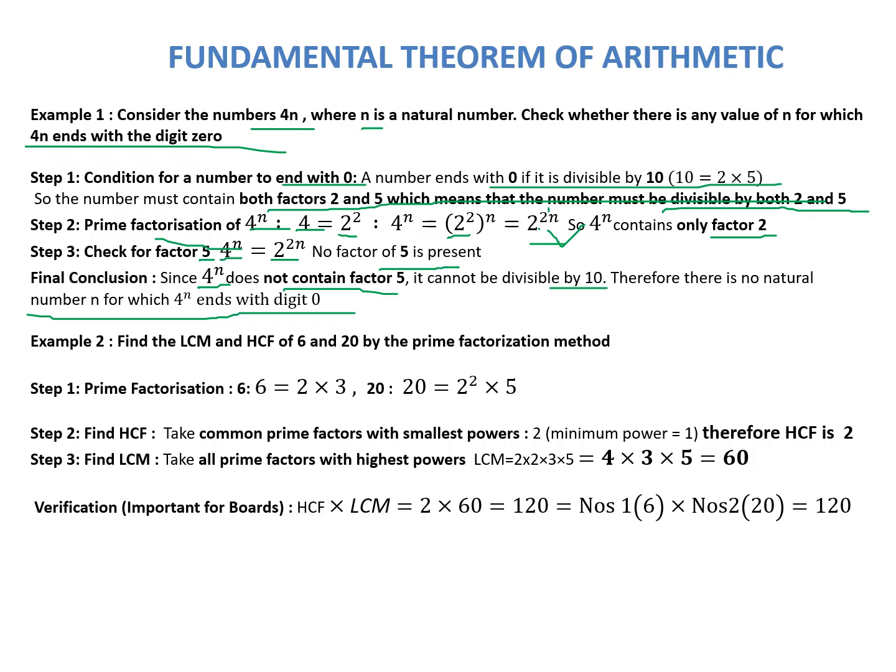Now we have another example. Find the HCF and the LCM of 6 and 20 by the prime factorization method. In the previous slide, we learned how to apply the prime factorization method to break a composite number. Our two numbers are 6 and 20, and both are composite numbers because they have factors other than the number itself and 1. 6 is 2 into 3, and 20 is 2 squared into 5.